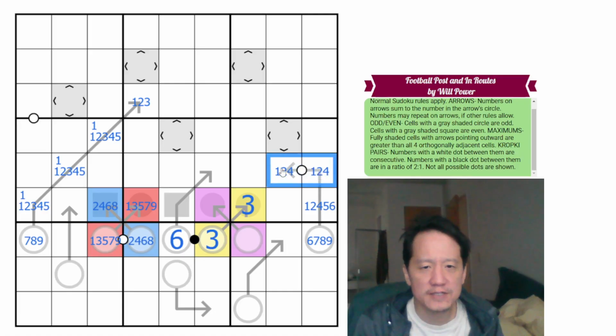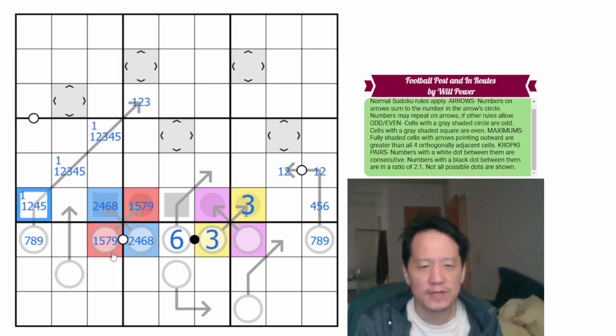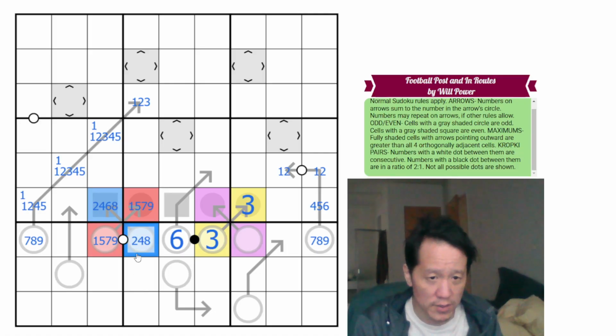Well, what can these consecutive digits be? It has to be 1 and 2. So this is 1, 2, this is 4, 5, and 6, which makes this 7, 8, or 9. This can no longer be 3. This can't be 3. And this can't be 3. This can't be 6 anymore. So the 8 could be with 7 or 9.